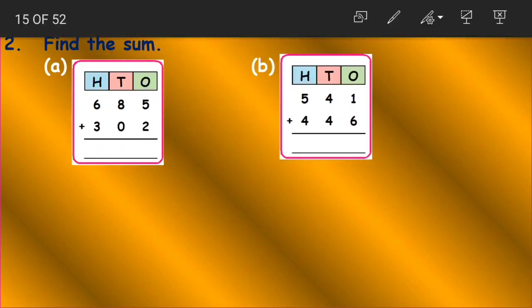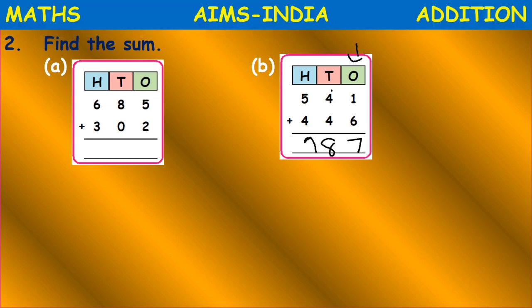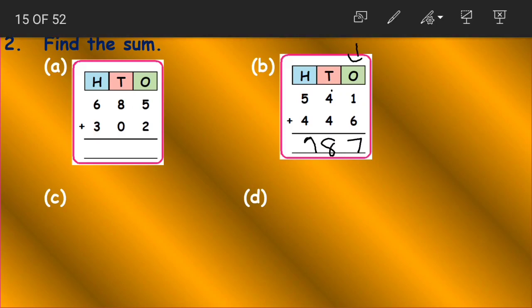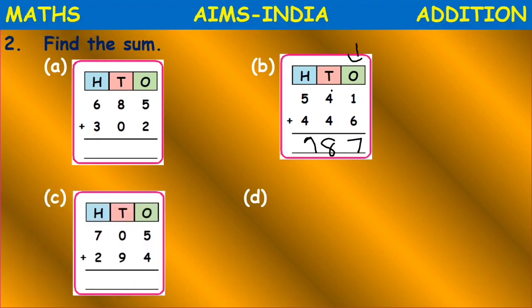Again, I solved the question number 1. Coming to the second question, which was your homework. Starting from the ones place. 1 plus 6 is equals to 7. 4 plus 4 is equals to 8. 5 plus 4 is equals to 9. Moving on to question number C.